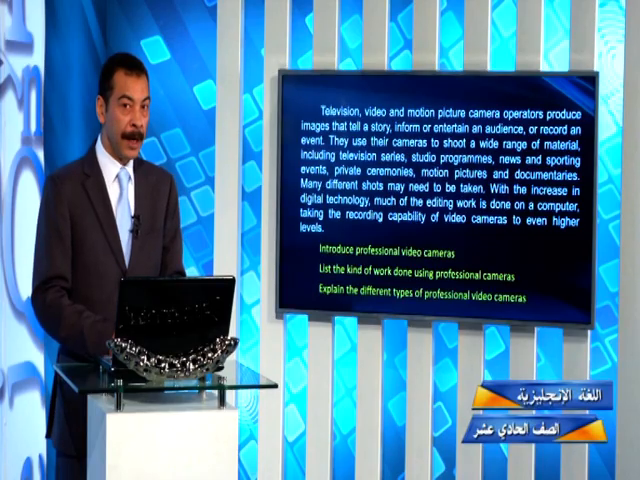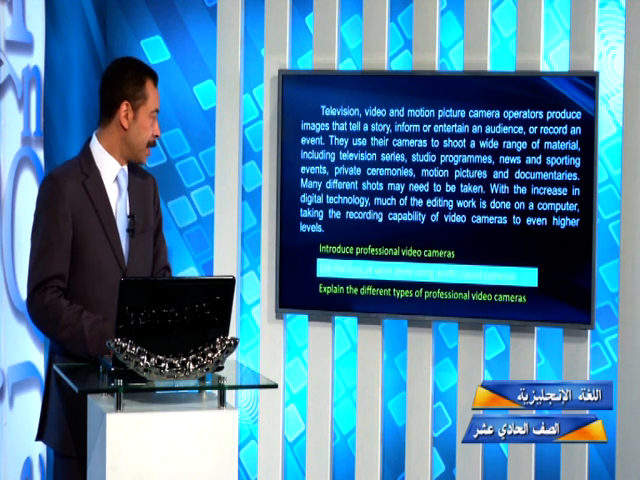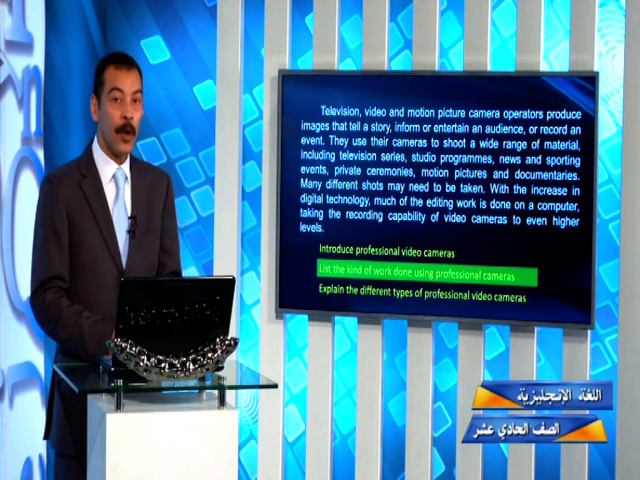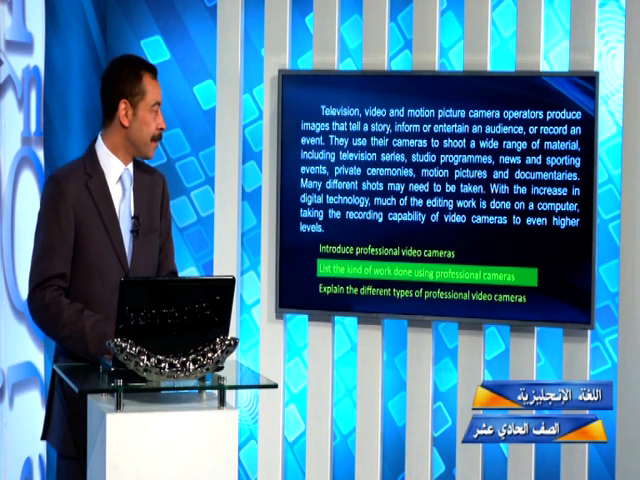Okay. Now, what is the purpose of this paragraph? Yes, excellent. To list the kind of work done using professional cameras. Of course, people use professional cameras for different reasons, either to take pictures or record events or taking photos for private ceremonies or whatever. Okay, we are going to talk about your own uses of cameras later after this.